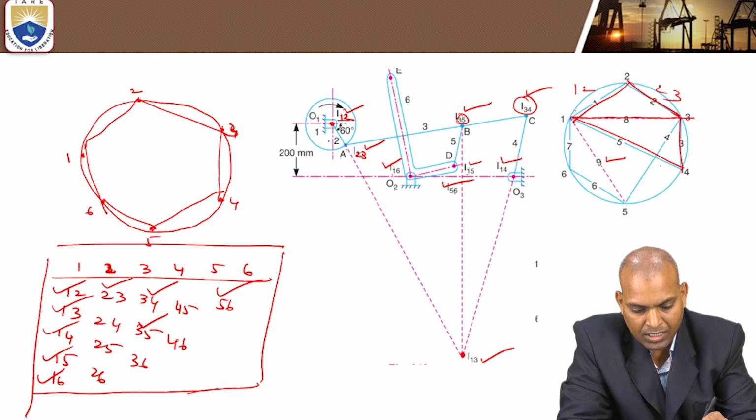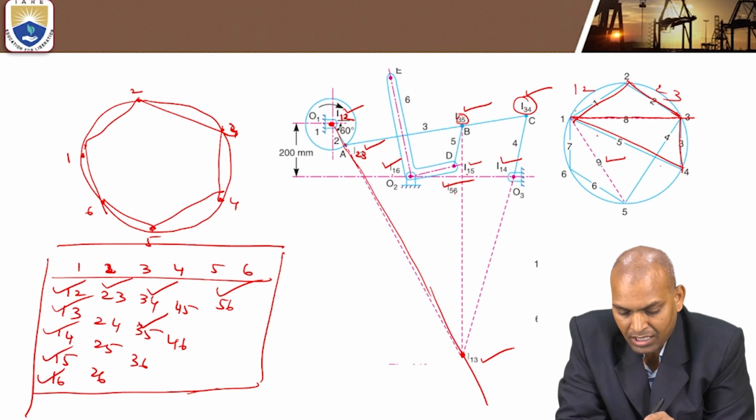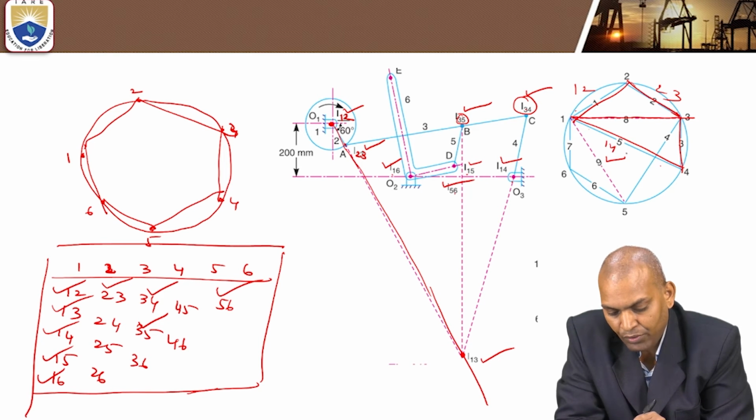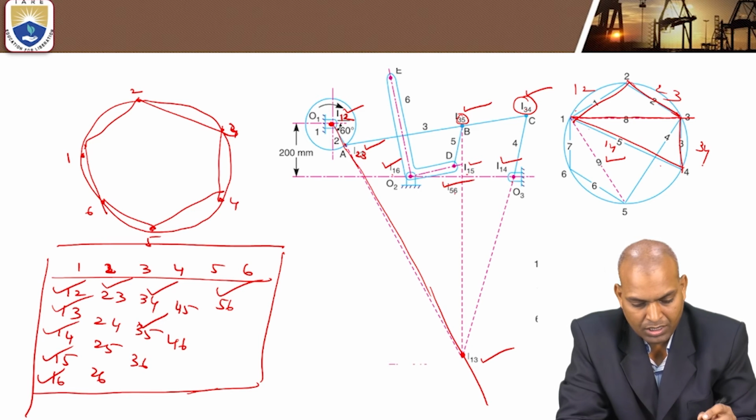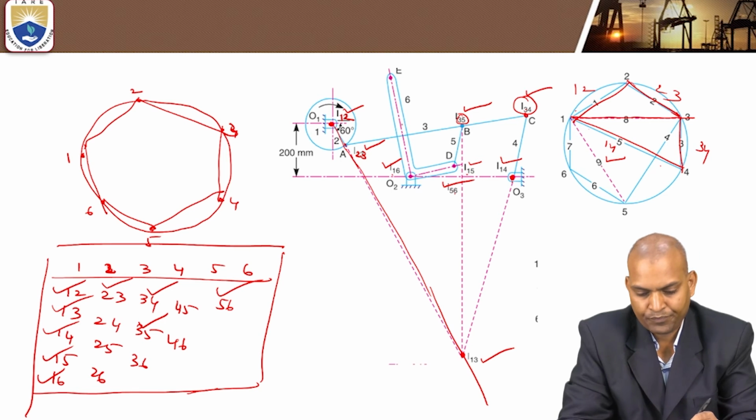So 1, 2, 2, 3. This is 1, 2 and this is 2, 3. You extend the line 1, 2, 2, 3. Another extension is 1, 4, 3, 4. Where is the 1, 4 line? Here it is, the 1, 4 line. Where is the 3, 4 line? Here it is, the 3, 4 line.